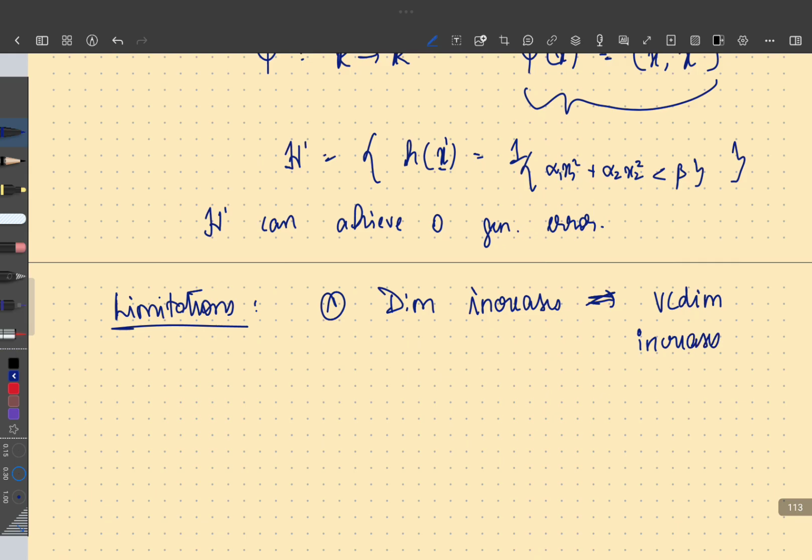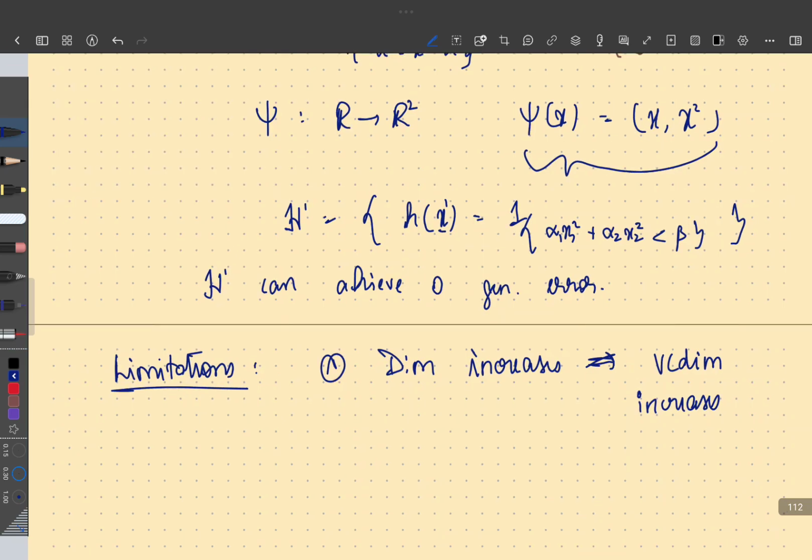Because ultimately the VC dimension of your hypothesis class is D plus 1, where D is the dimension of the domain. So the VC dimension of H prime is going to be the dimension of H prime plus 1. Dimension usually increases by only one. No, not necessarily. In this particular example, we increased it by 1, but sometimes you may want to increase it even more.